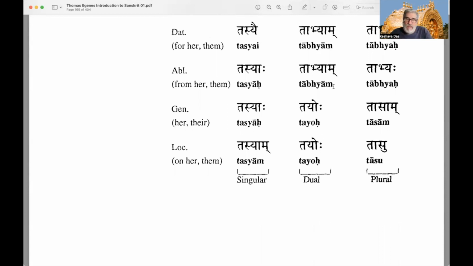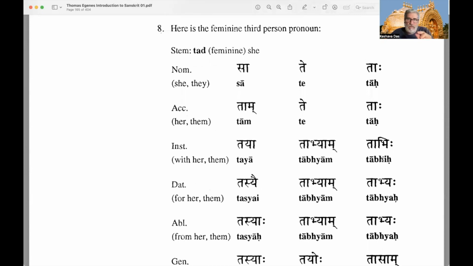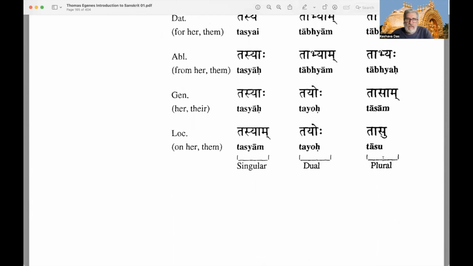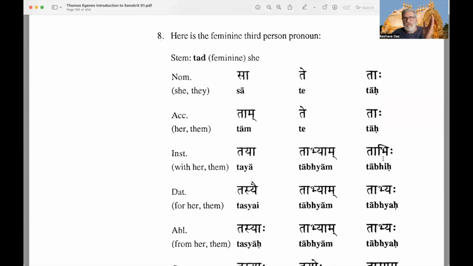Now you notice down here that the dental S didn't turn to a cerebral S, just like we saw with the feminine nouns also, it didn't, right? Unless it was with Radha, because well, yeah. Anyway, that's maybe not that rule. Okay, so that's fine. So this is what we have to learn for the pronoun she, right? Sa te taha, tam te taha, taya tabhyam tabhihi, tasyai tabhyam tabhyaha, tasyaha tabhyam tabhyaha, tasyaha tayoho tasam, tasyam tayoho tasu, right? So it means, of course, she or they two, or they both, they many, right?